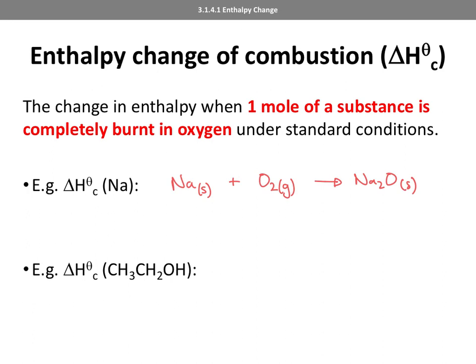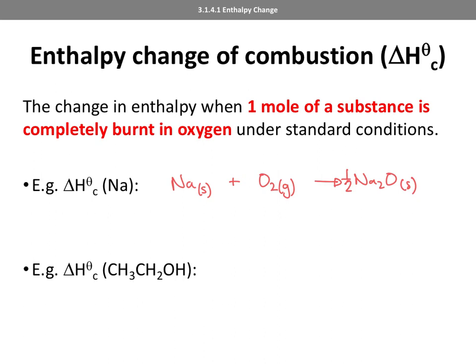And now it's a question of balancing. We cannot change the substance that we're burning, so we cannot put a number in front of it. So what we've got to decide first of all is to look at the product from the substance that we were combusting. We have 1 sodium on the left, we currently have 2 on the right. So what that means is we have to put a half in front of the sodium oxide. So that will now give us 1 sodium on the right hand side.